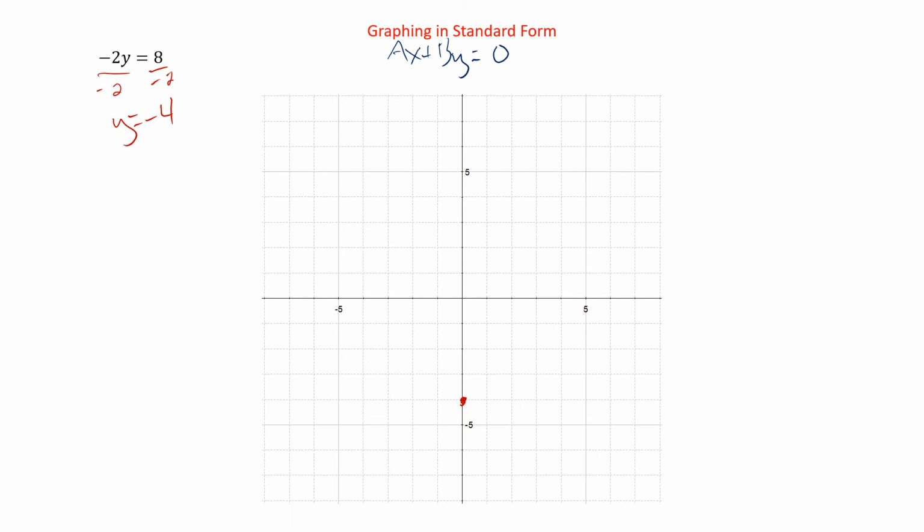What about when x equals 1? What will y equal? Well, there's no x in the equation, so y will still equal -4. How about when x equals 2? Well, y equals -4. It does not matter what x will equal. Y will always equal -4 in this equation. And so that gives us a horizontal line.